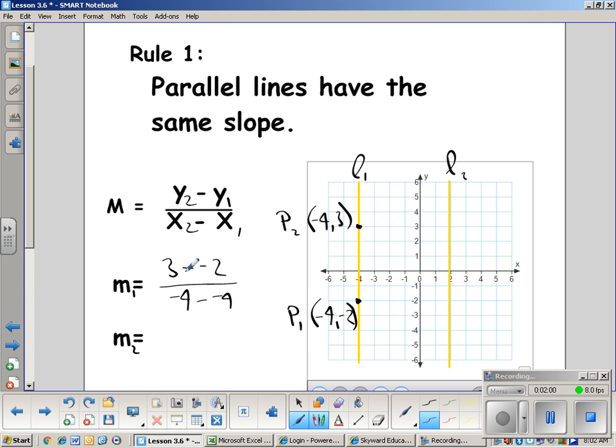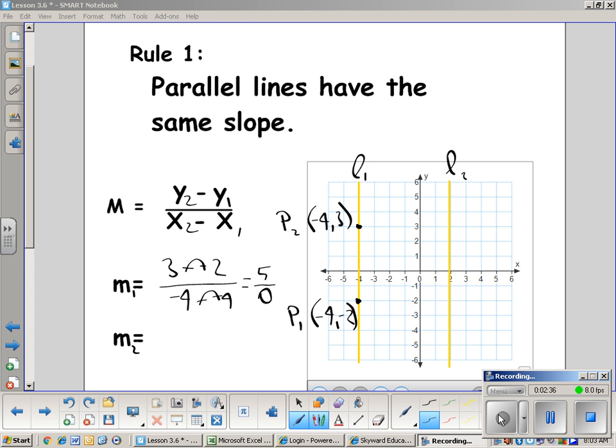And so remember, minus a negative becomes a positive. So 3 plus 2 is 5, and -4 plus 4 is 0. What's 5 divided by 0? How many of you say that 5 divided by 0 is 0? Okay, good. What is it then? Undefined. Okay, that's what you meant to say. It's undefined. So that vertical line has an undefined slope.